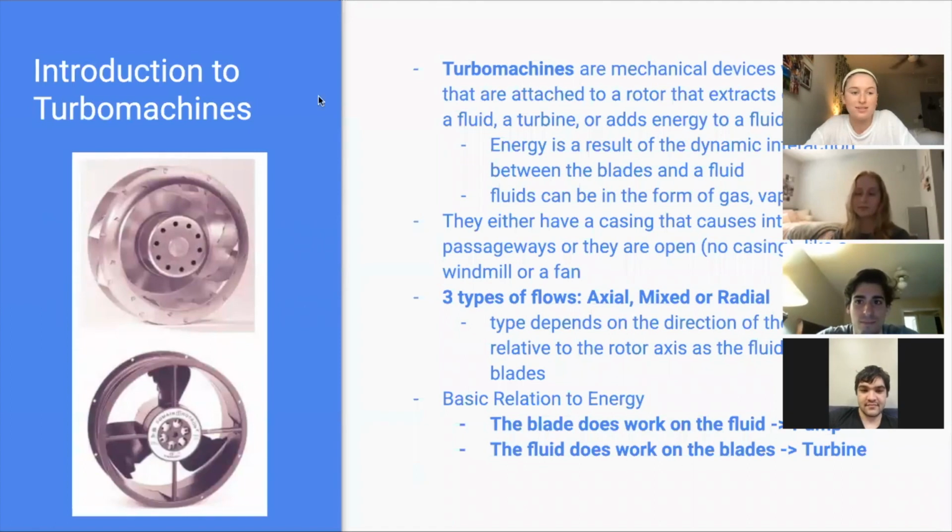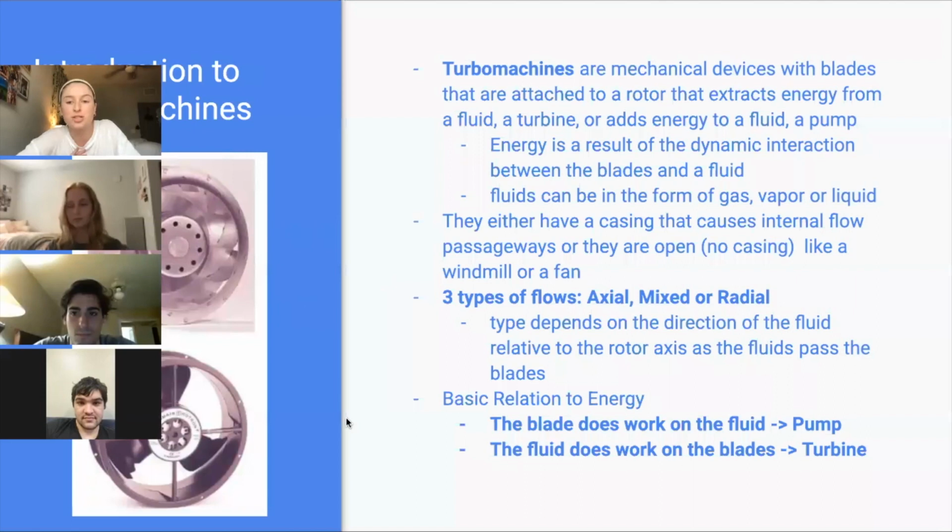So this is just a little intro to turbo machines. Turbo machines are mechanical devices with blades attached to a rotor, and they extract energy from a fluid, which is a turbine, or add energy to a fluid, which is a pump. Energy is a result of the dynamic interaction between the blades and the fluid, which can be in the form of gas, vapor, or liquid.